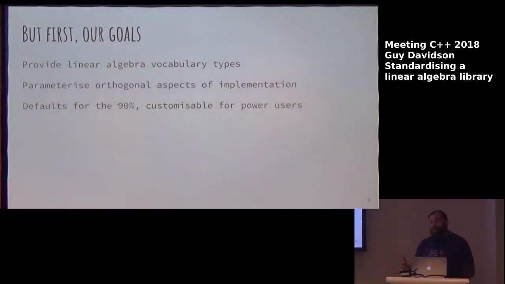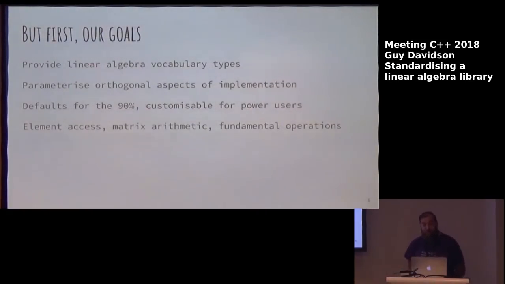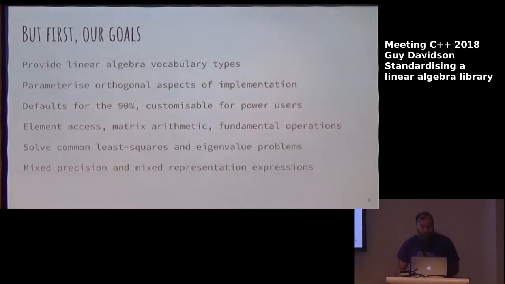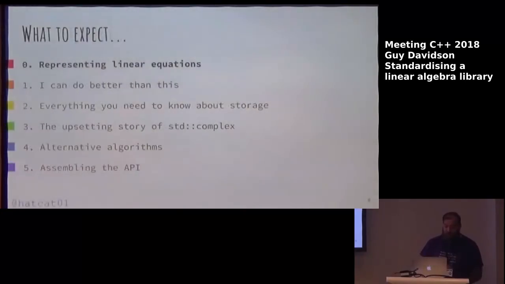Default template parameters and aliases that serve the needs of the 90%, rather than the 10% of power users who are really keen for squeezing every last cycle out of their processors. And it needs to be customizable for power users so they can gain maximum performance on their specialty platforms. That's particularly what's important here. We need element access for matrix arithmetic and fundamental operations. We need facilities for solving the common least squares and eigenvalue problems. And we need to support mixed precision and mixed representation expressions such that precision is never lost. A bit of a tall order. I think we can do this.